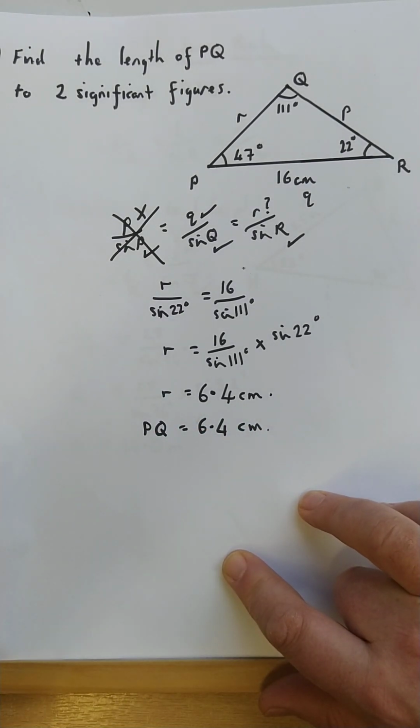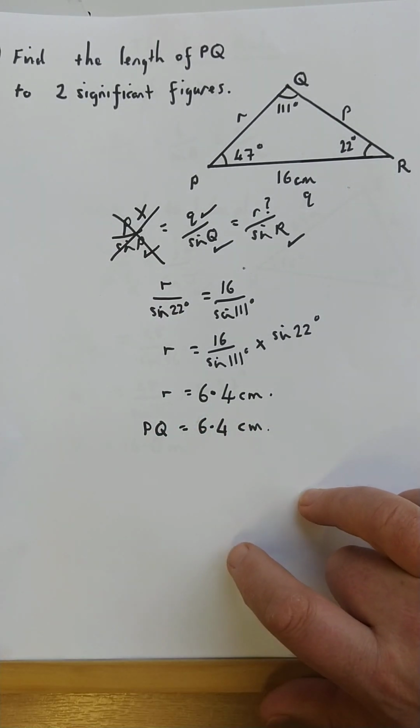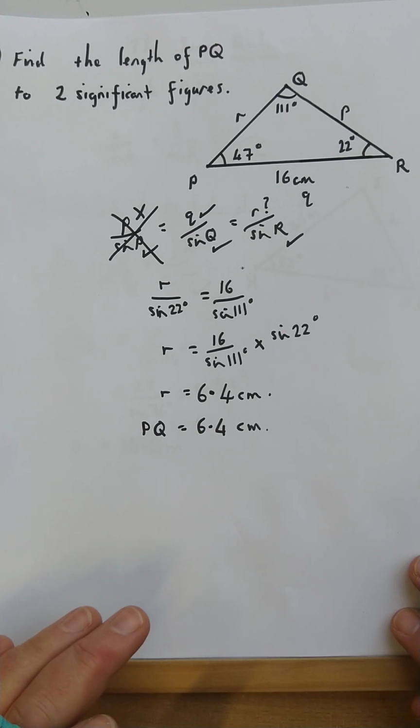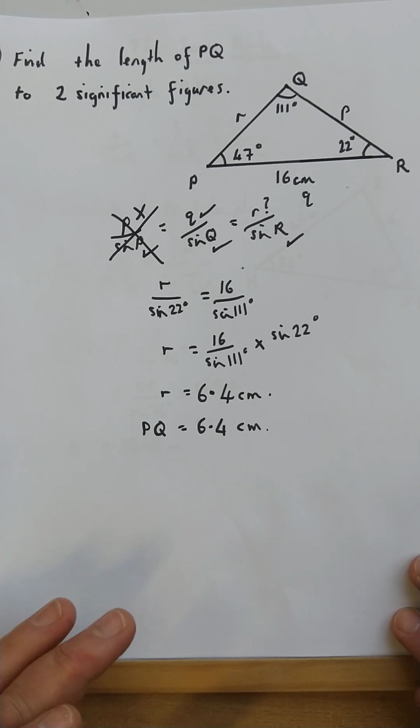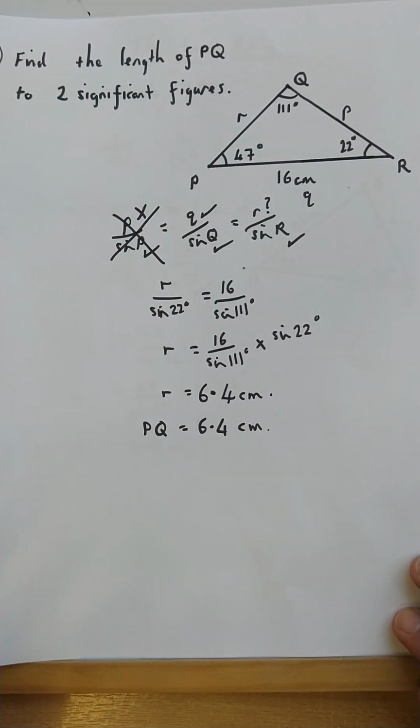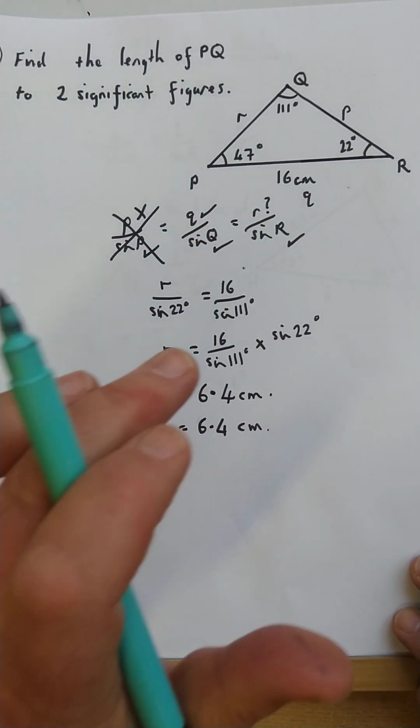And then I'm done. How do I know if it's a sine rule or a cosine rule question? Remember, we said before, if at the end of the question you'll know all three sides, it's cosine rule. At the end of this question, I know two of the sides, not three, so cosine rule would not work. It's a sine rule question.